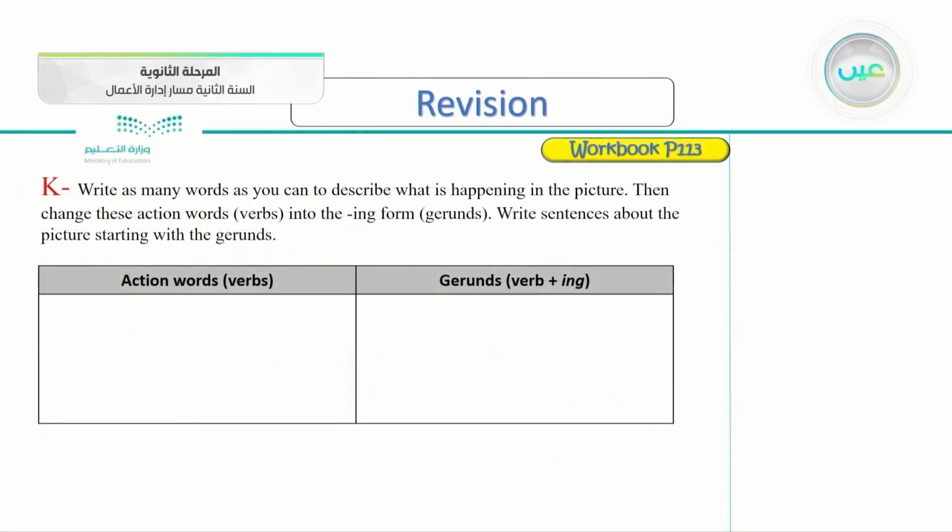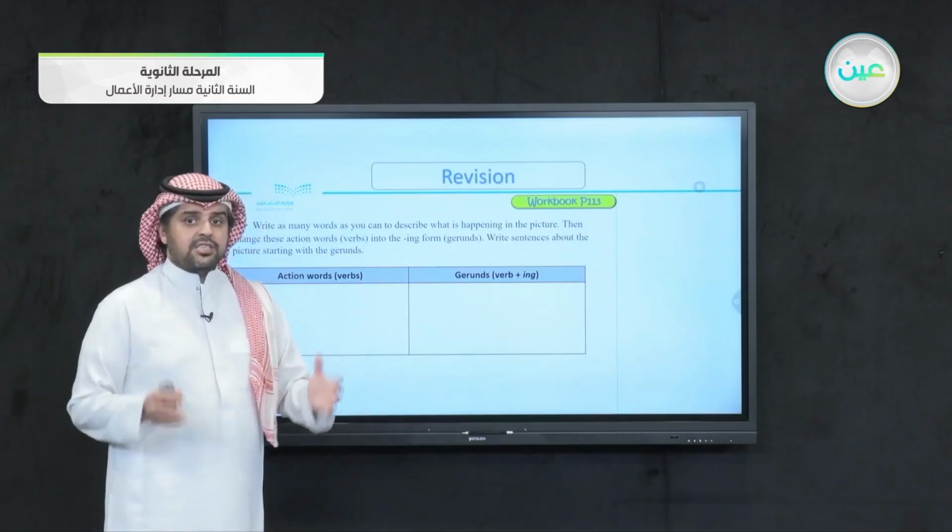Continuing with exercise K here on page 113, write as many words as you can to describe what is happening in the picture. So if you open your book, page 113, you can see the picture. Write as many words as you can to describe what is happening in this picture. Then change these action words, meaning the verbs, into the ing form, gerunds. Write sentences about the picture starting with a gerund. So what about the action words here, the verbs? Look at the picture and try to get as many verbs, action words, as you can.